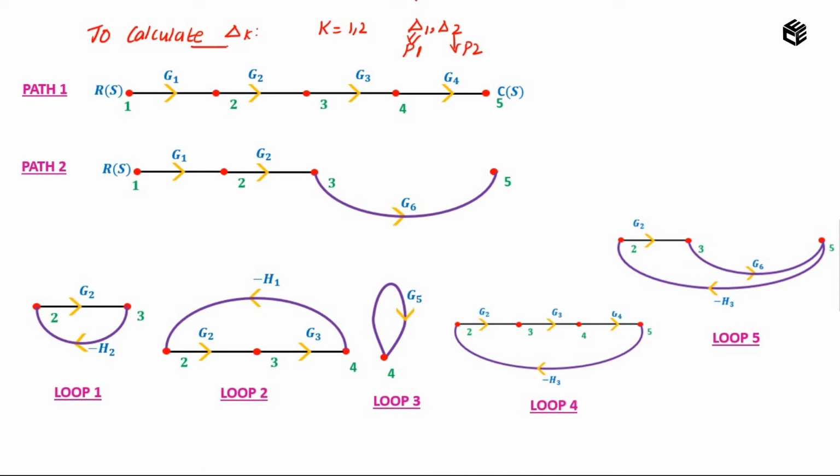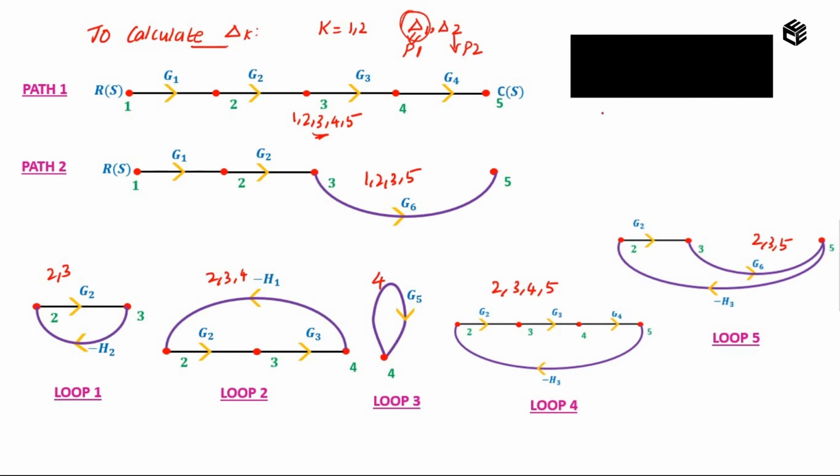So I am going to write the nodes related to the first forward path: 1, 2, 3, 4, 5, and the second forward path is 1, 2, 3, 5, and the loops are 2, 3, 2, 3, 4, 4, 2, 3, 4, 5 and 2, 3, 5. In order to calculate del 1, I have to compare the first forward path with the individual loops. On analyzing the nodes of the first forward path and the nodes of the individual loops, I can say that all the loops are touching the first forward path. Therefore, we can write the value of del 1 as 1.